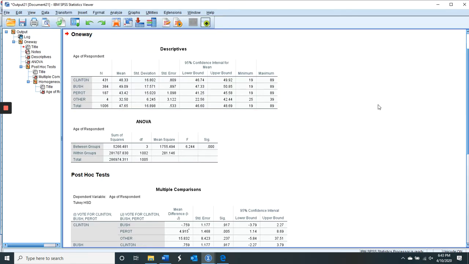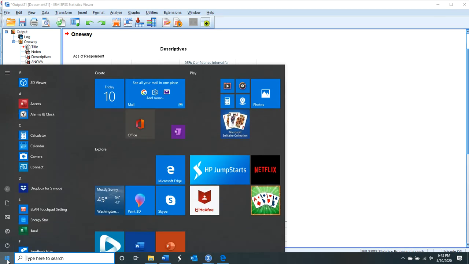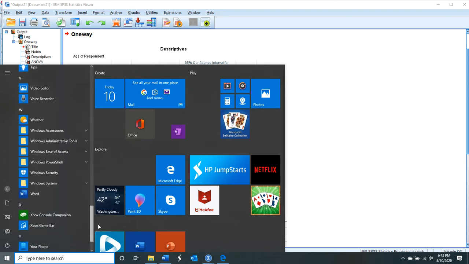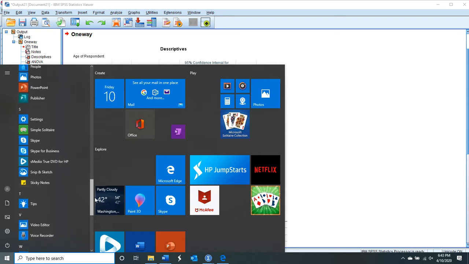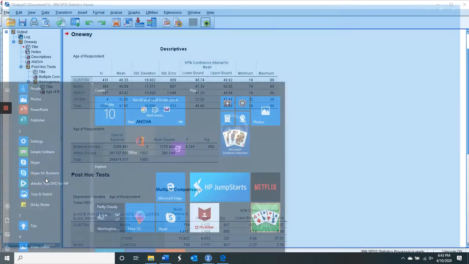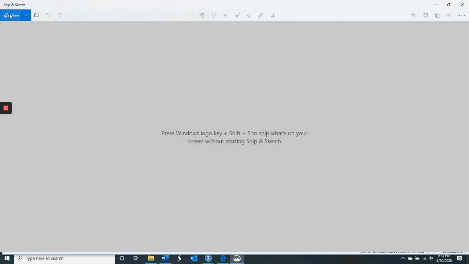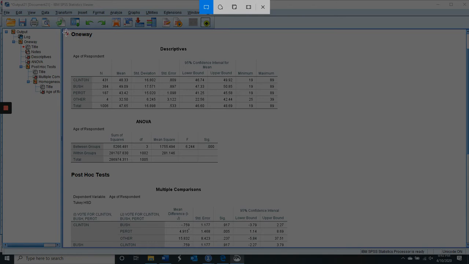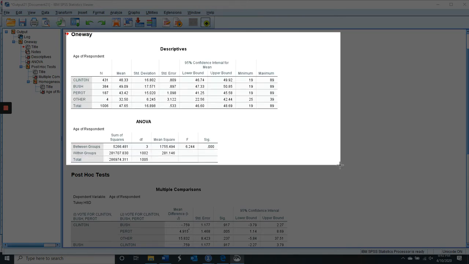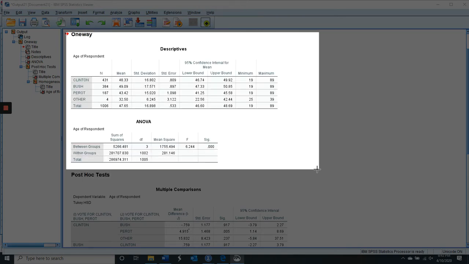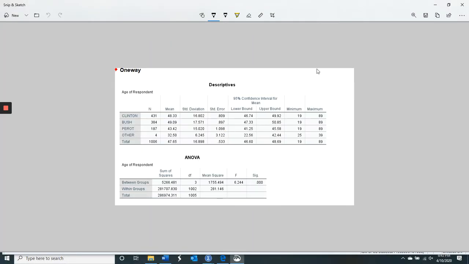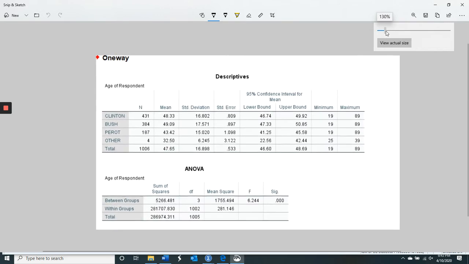And I'm going to snip this, just like in your output for your actual lab. I'll have to snip this in 2 parts because I can't get all of the relevant output into one screen here. So I'm going to snip the first part of the ANOVA findings right here. And I'm going to magnify it a little bit, and I'm going to write on it.